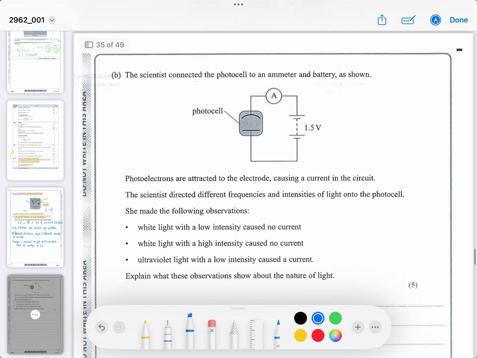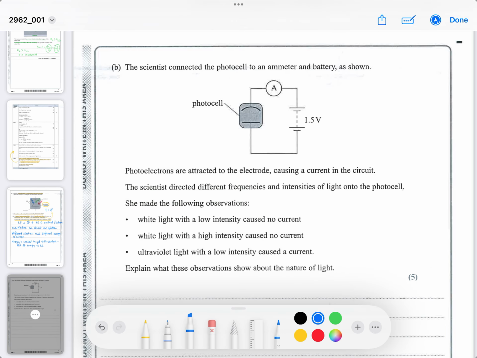They then connect the photocell to an ammeter and a battery. Now they put the positive here and the negative here. Positive is a big line. So obviously here's the metal. The photoelectrons will be attracted to the electrode because it's positive in this first case. Okay? In the next part of the question, they're going to make it negative to actually stop them from reaching. The scientists directed different frequencies and intensities onto the photocell.